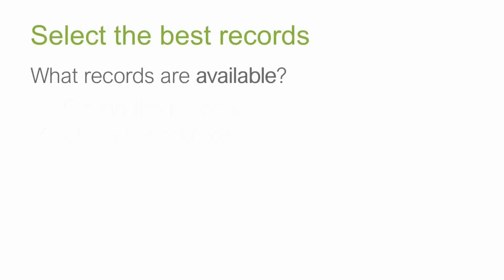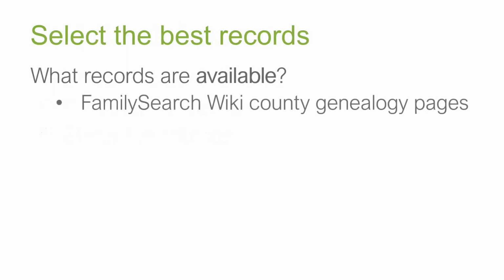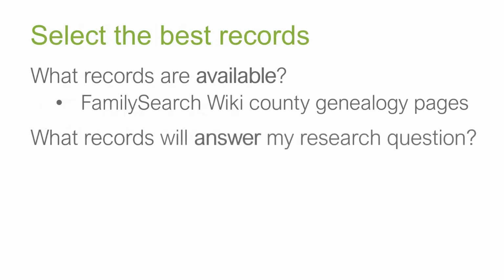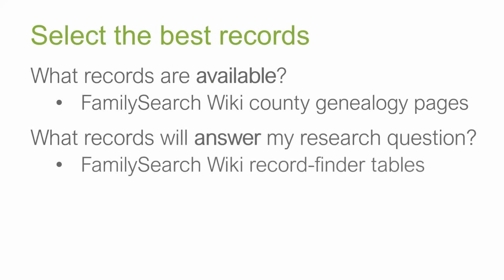When selecting the best records, I need to consider these things. What records are available? Well, a good place to determine what records are available for the location I want to research is on the FamilySearch Wiki county genealogy pages, and I'll show you an example of that in a minute. The next question is, what records will answer my research question? The FamilySearch Wiki record finder tables can help you determine this, and I'll show you that in a minute as well.